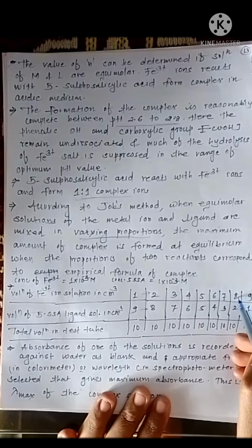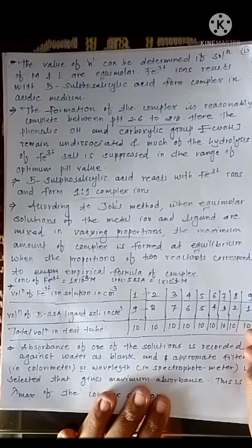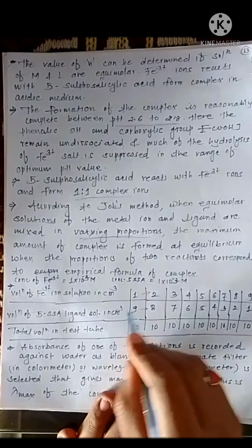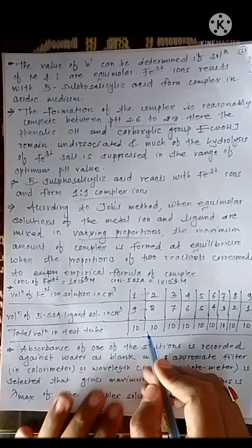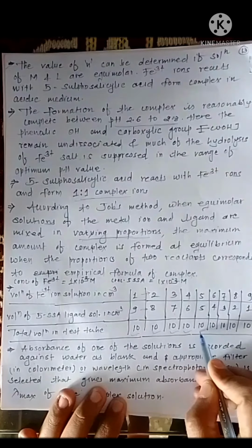In the sixth test tube, 6 ml of Fe3+ solution and 4 ml of 5-sulfosalicylic acid solution is taken. In the seventh test tube, 7 ml of Fe3+ solution and 3 ml of your 5-sulfosalicylic acid solution is taken. In the eighth test tube, 8 ml of Fe3+ ion solution and 2 ml of your 5-sulfosalicylic acid ligand solution is taken. In the last test tube, 9 ml of Fe3+ ion solution is taken and 1 ml of your 5-sulfosalicylic acid solution is taken. So in all the test tubes, the overall total volume of 10 ml is present.